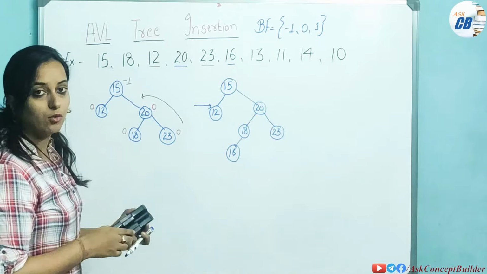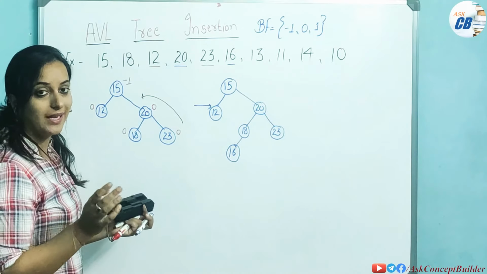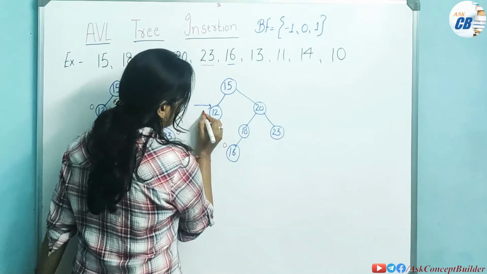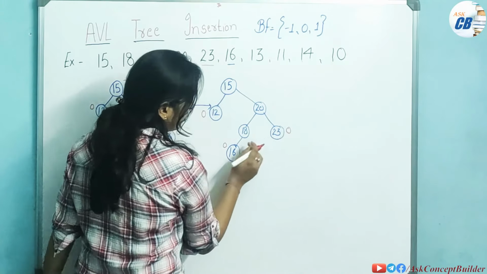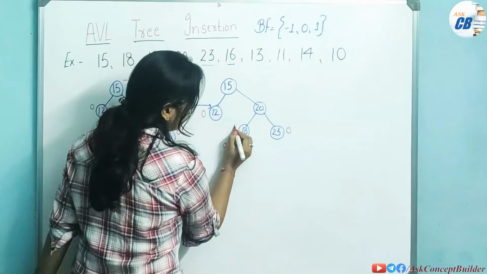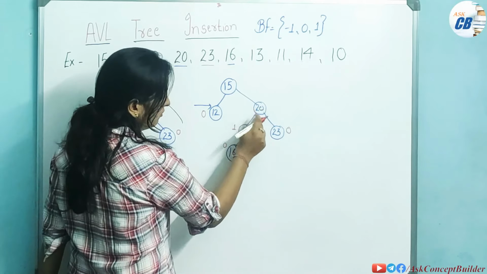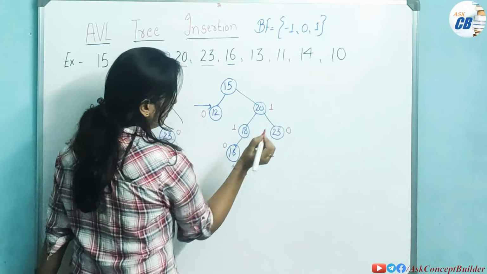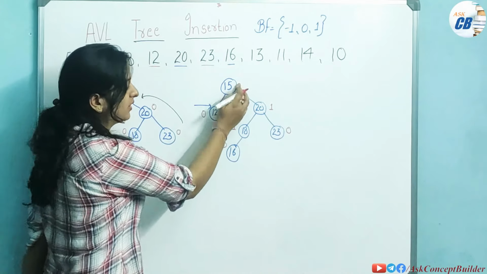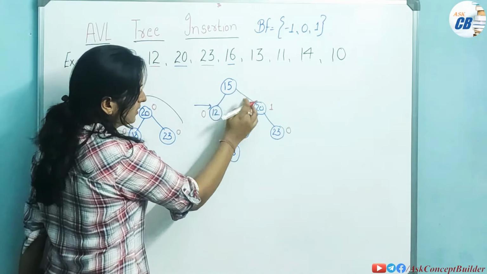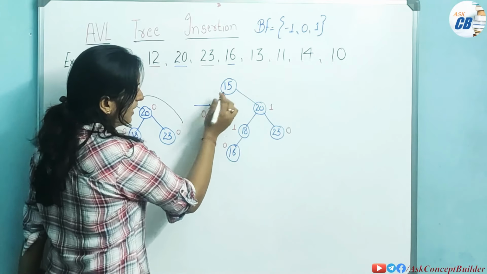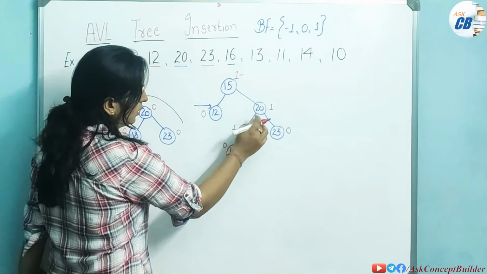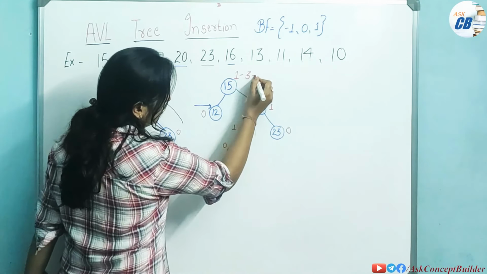Now again we have to check whether our tree is balanced or not. See, this is 0, this is 0, this is 0. Now this is 1 minus 0, which is 1. Now what is this? 1, 2, so 2 minus 1 is 1. And for this one the balance factor: left subtree height is 1, right subtree height is 1, 2, 3, so 1 minus 3 is minus 2.